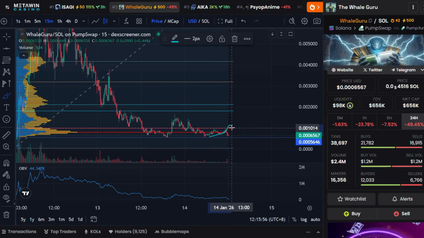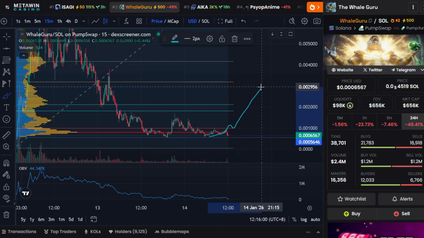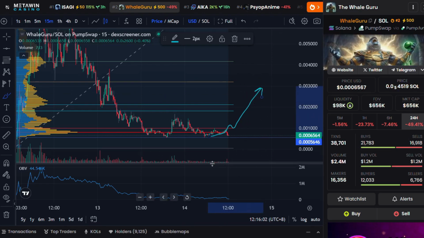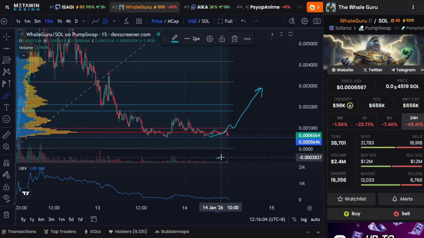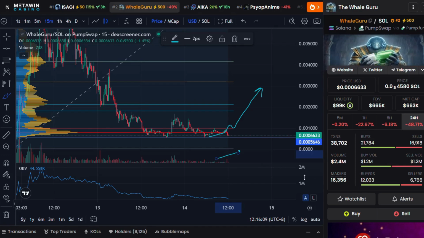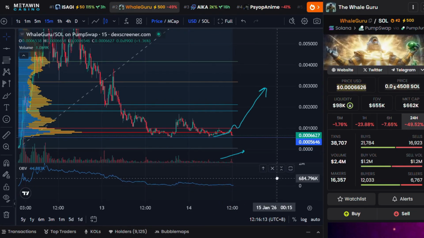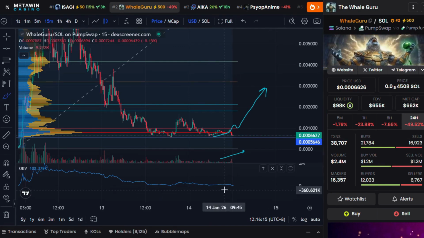At the same time, we want confirmation from volume. On the volume histogram, we need to see participation increase, and on the on-balance volume, the OBV, we want to see higher lows and upward continuation, signaling that real accumulation is taking place.